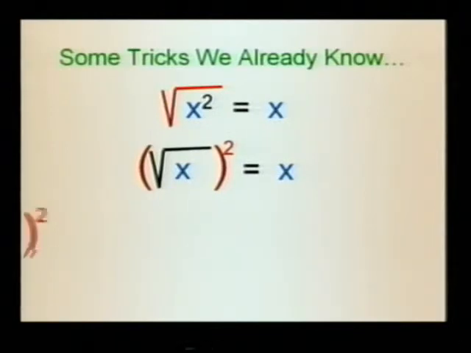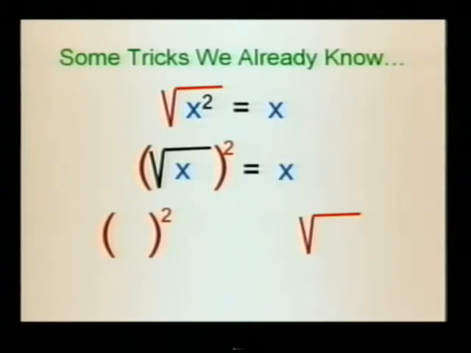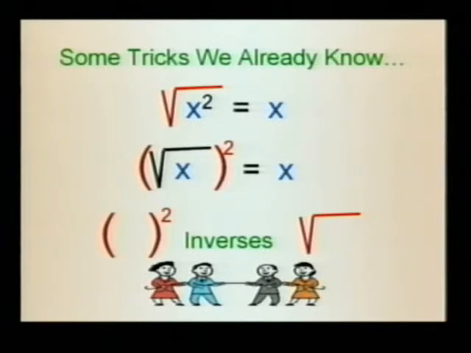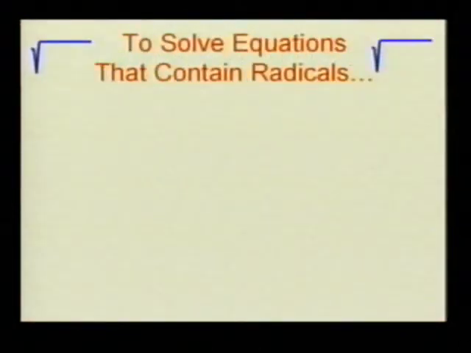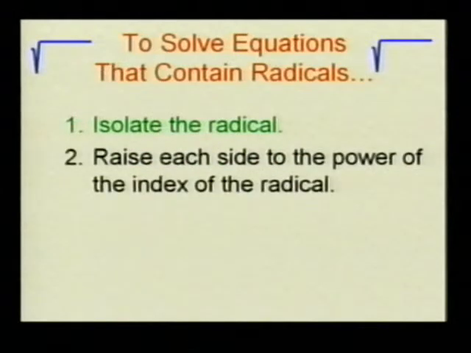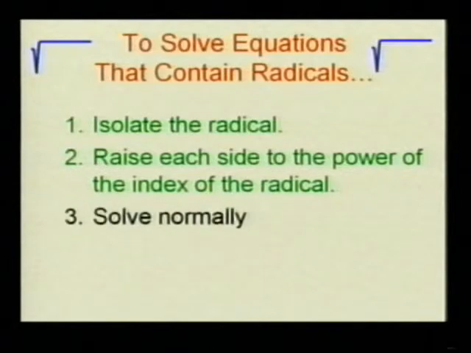So get the idea that the squaring of something and the radical of something are opposites or inverses. They undo each other. This is a nice trick to know. So to solve equations that contain radicals, first thing we're going to do is get the radical by itself. Then, raise each side to the power of the appropriate index, whether it's the square root, be 2, or the cube root, be 3, etc., of the radical. And then, just solve normally, because things will be cleaned up, I'm promising.